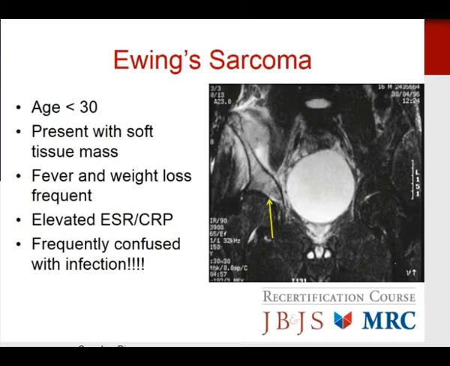When we look at the MRI scan on the right, we see the iliac wing itself is filled with tumor. We see the soft tissue mass extending into the iliacus.